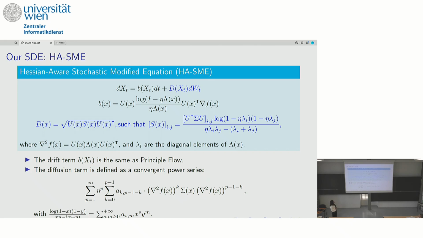The Hessian is going to be of the true objective F, yes. Right, yes.